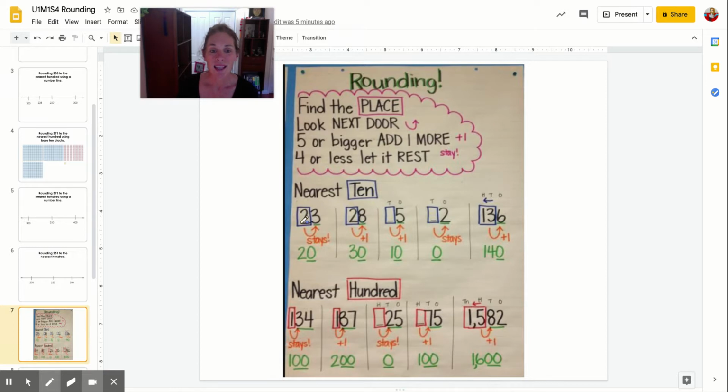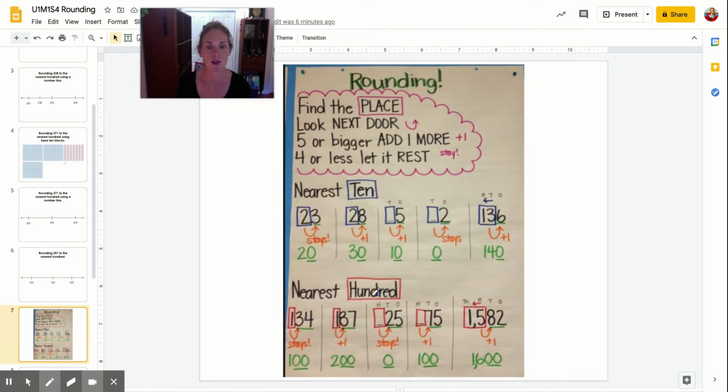And do you see that? So I'm rounding to the nearest 10. I find the place. That's the box. I look next door. That's where the arrow is. And I look at the ones place here, and I think to myself, 4 or less, let it rest. It stays the same, 20. If I look here and it's 5 or bigger, I add one more. So I add 1 to the 2 and I have 30.